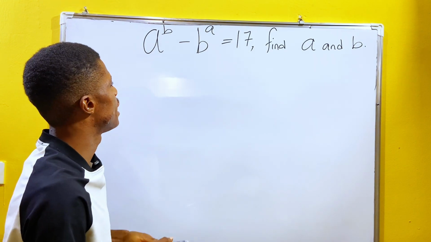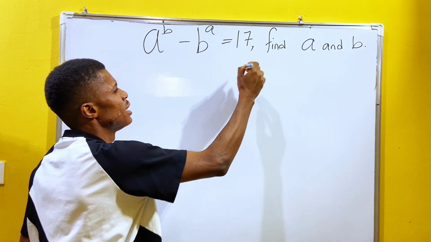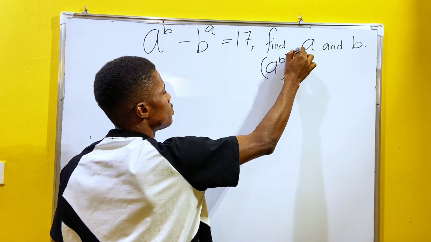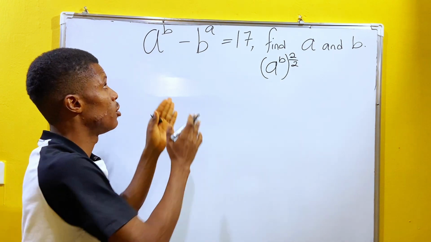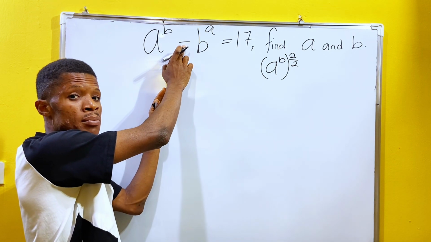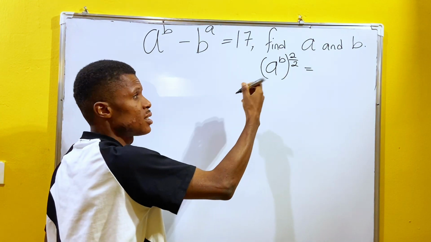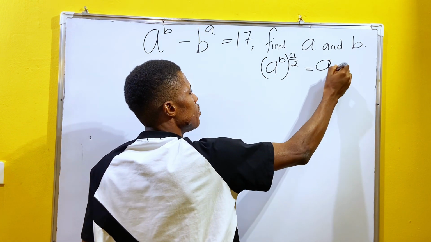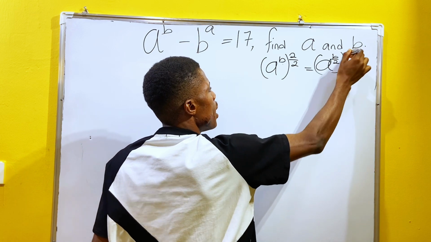To do that, we can write it in this form: a to the power of b, we can just raise it to the power of 2 over 2, since we are looking at expressing it in form of a difference between two squares because of this minus. So on this, we now write it from the laws of exponents. We can now bring in this fraction here. So this can now be a to the power of b over 2, then all squared.